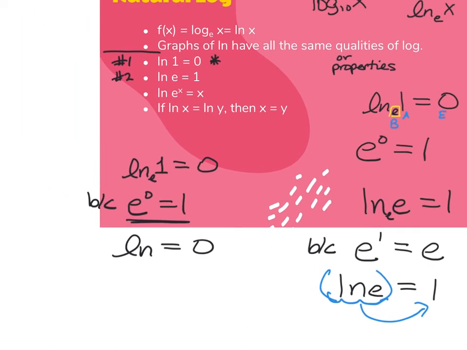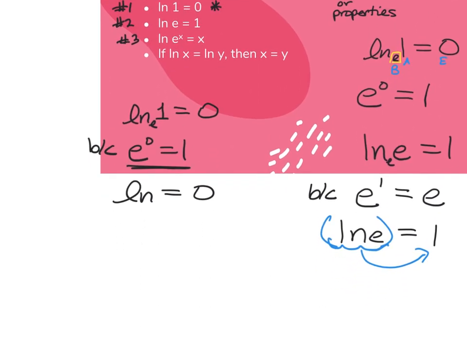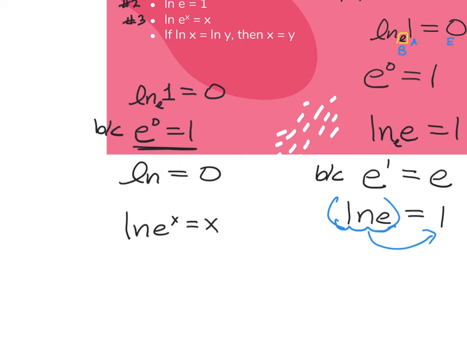Then property number 3 states that ln of e to the x equals x. And again, let's transform this into exponential. Again, assume the little e here. So e is the base, x is the exponent, and then the answer. Because again, remember you're going from BAE and you're putting it into BEA, which is what we just filled in. So e to the x equals e to the x.